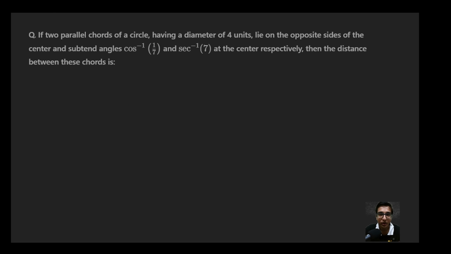Let us look at this question to clear our concepts a little more. If two parallel chords of a circle having diameter 4 units, that means our radius has been given to us, which is 2, lie on opposite sides of the center. So this is my circle, this is my center. One chord is here and the other chord is here. Of course, these two are parallel to each other.